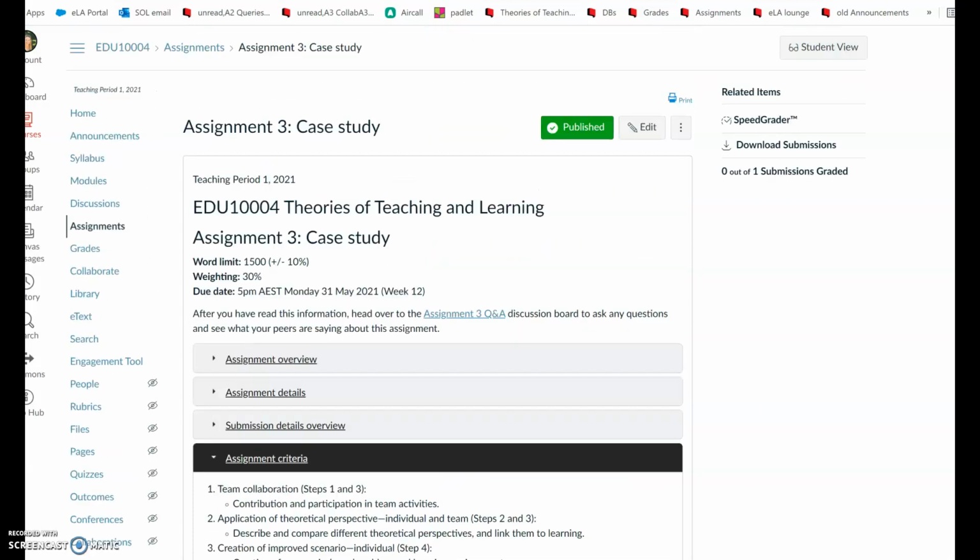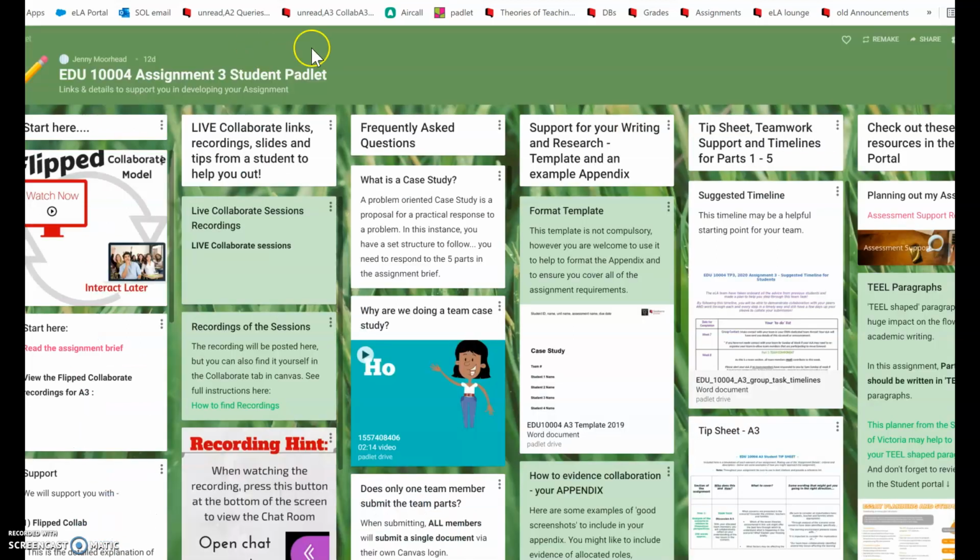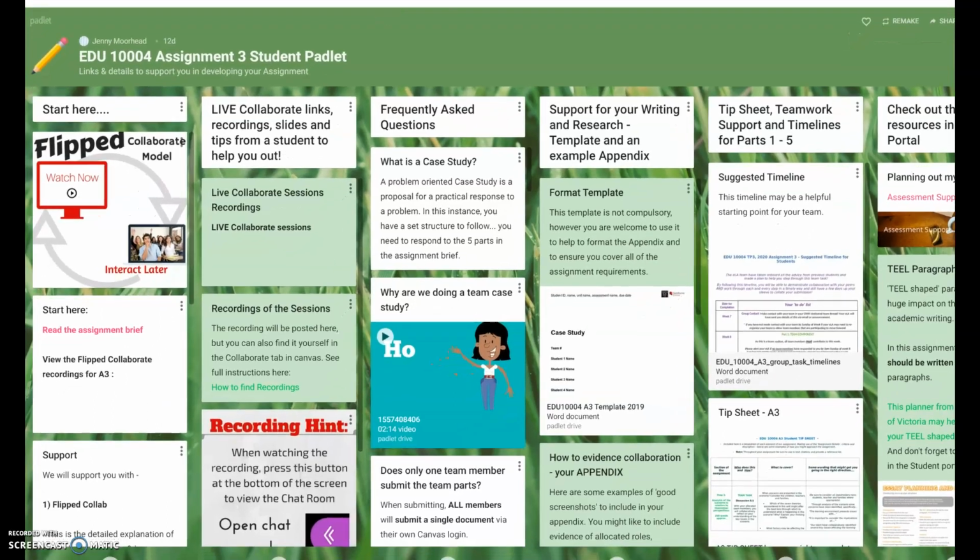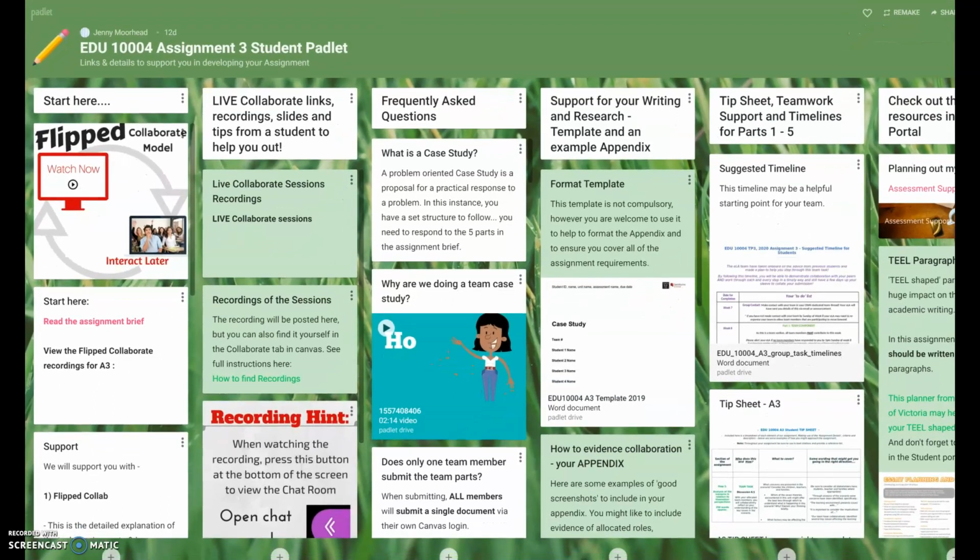The next thing I'm going to do is head over to our Padlet. I've created a Padlet just so we can organize all our questions and tips and tricks. I'm going to finish off here because this is our first Flipped Collaborate completed. Now I'm going to talk you through all the tips and tricks, the timelines and the videos that we have available to help you out.